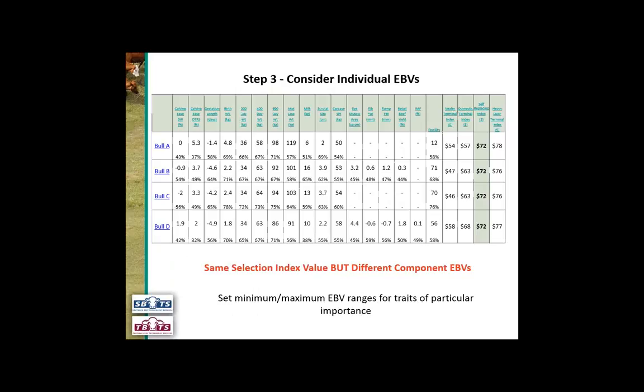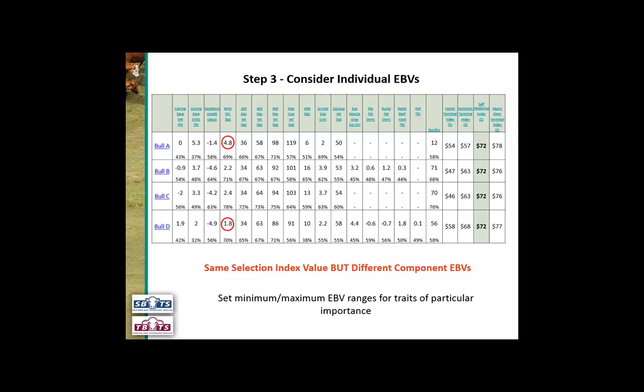Now, as I mentioned, it's always a good idea to have a look at the individual EBVs, and in this case we've got 4 sires with exactly the same terminal index, exactly the same self-replacing index, but you will see that first of all there is quite a range of birth weight EBVs. Bulls with the same index range from 1.8 to 4.8 for birth weight.